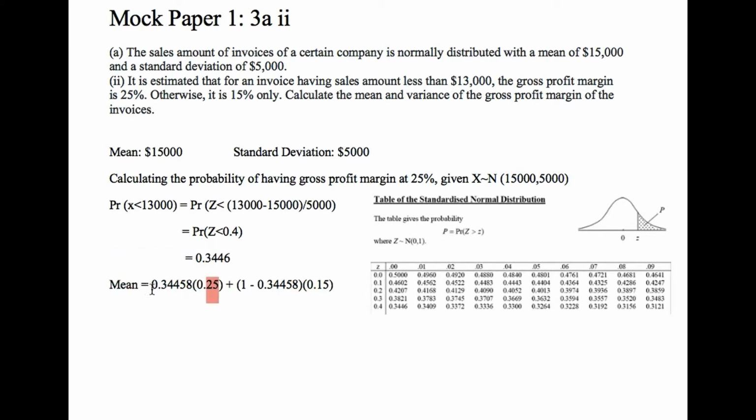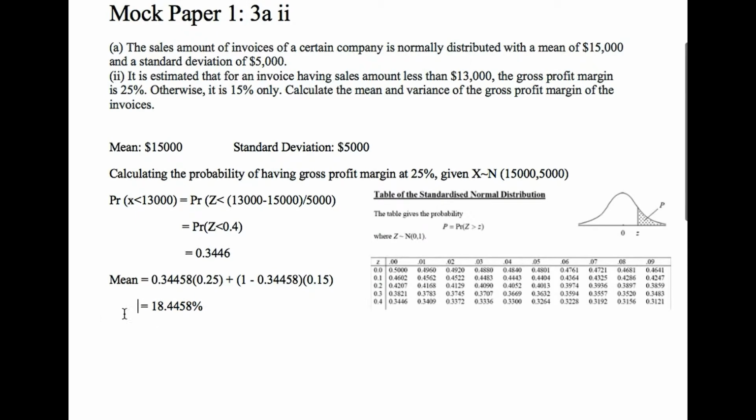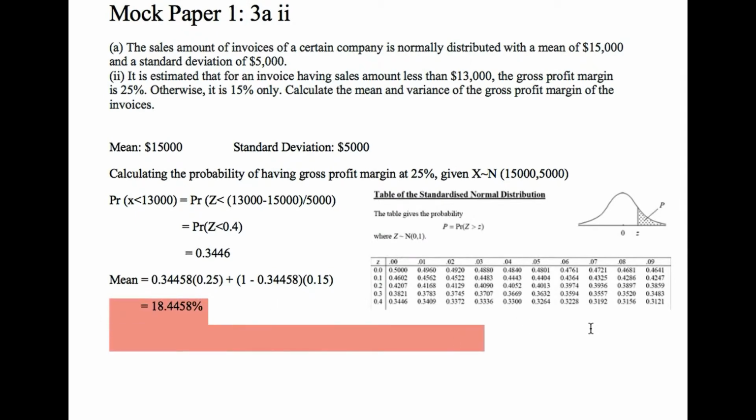So the mean is like this. We use the probability times the gross profit margin, which is 25%, and then we add up the other way around, that is, the sales amount that is more than 1,300. So we use 1 to subtract the probability we just calculated, and we times the gross profit margin on the other way around. So we can calculate that the mean is 18.4458%. With the mean, we can now calculate the variance.